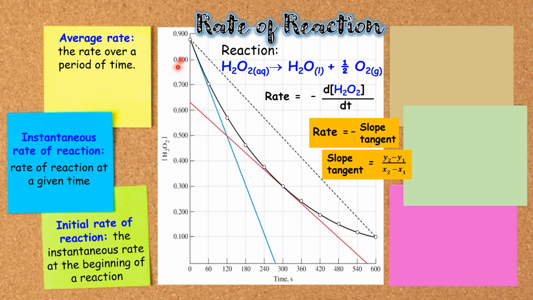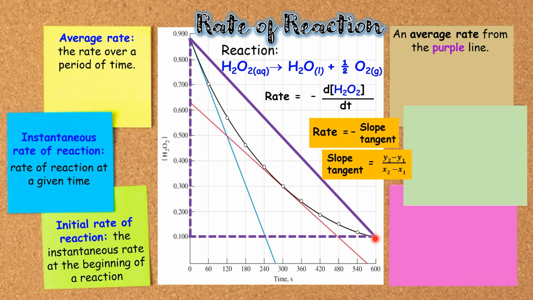When we plot the graph, we will get a curve here. So what are the rates that we can find out from this graph? The first is the average rate, which is defined as the rate over a period of time. From the graph, we can find out the average rate, the purple line. Meaning you draw a line from the first point directly to the last point. So this is referred to as the average rate.